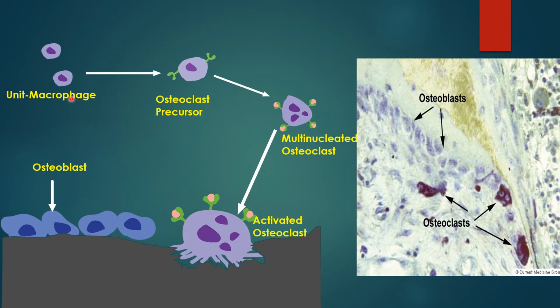Osteoclast from macrophage, osteoclast precursor, and then multinucleated osteoclast, and this osteoclast sits in Howship's lacunae on the periphery of the bone matrix. Activated osteoclasts perform bone resorption.